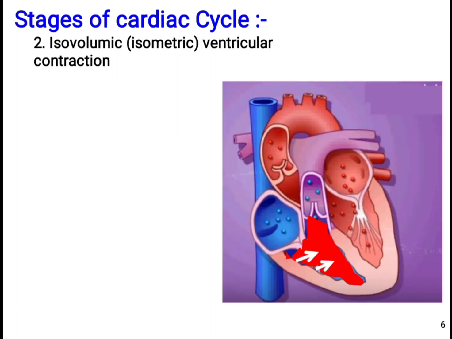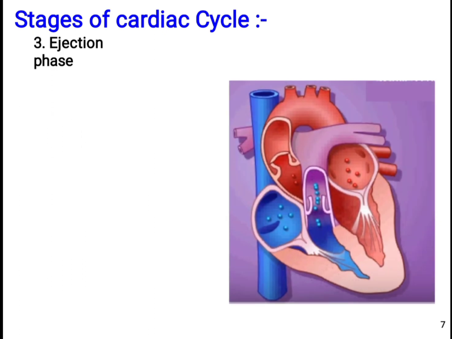Before we go ahead and look at the ejection phase, I want to add that the semilunar valves are still closed, and no blood is leaving the ventricles during isovolumetric contraction. No blood is leaving the ventricles. All the valves are closed. The semilunar valves are closed, and the atrioventricular valves are closed also. That is why it is known as isovolumetric contraction, because there is no blood leaving the ventricles.